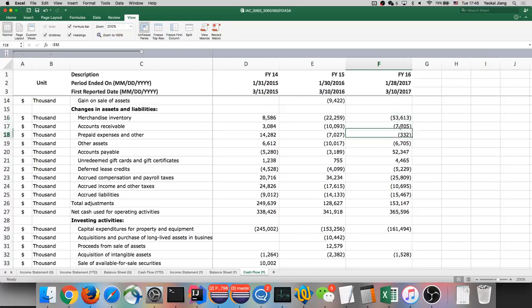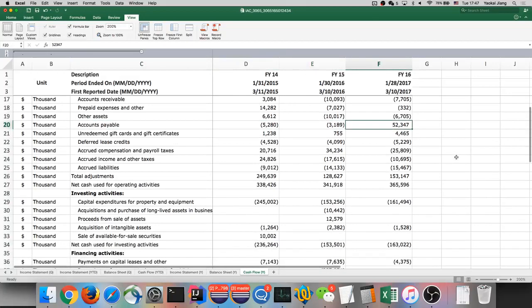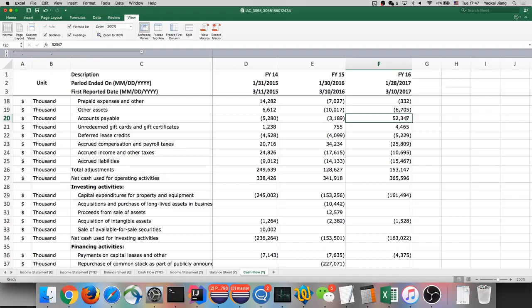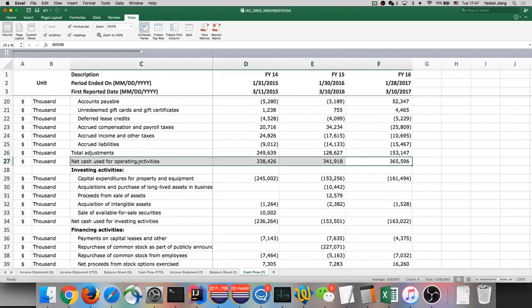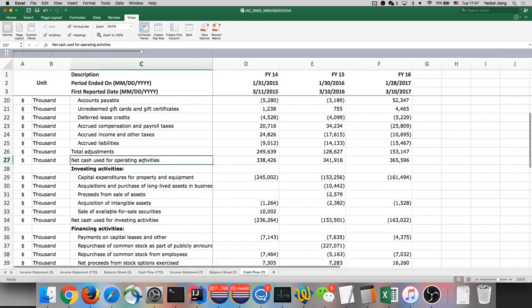So those are the changes in inventory, account receivable, and you got prepaid expenses. So these are like insurance payments and stuff like that, and other asset, whatever that is. Account payable, so if I have to pay people less, that's an earning in a sense, but it doesn't show up in my cash flow because it's a non-cash item. So basically, you reduce all the non-cash items, and then you get this net cash used for operating. So this is actually net cash flow for operating activities.